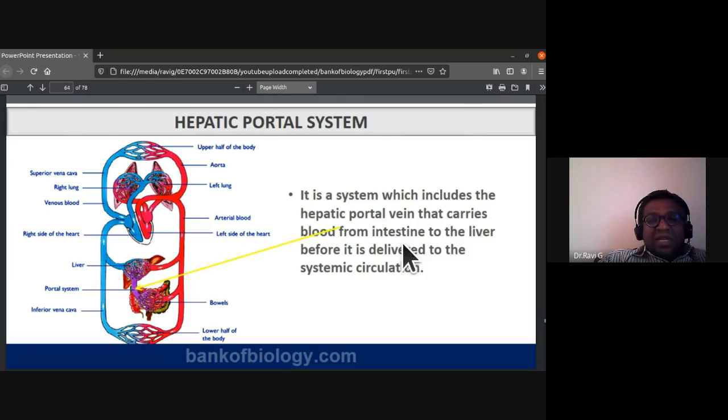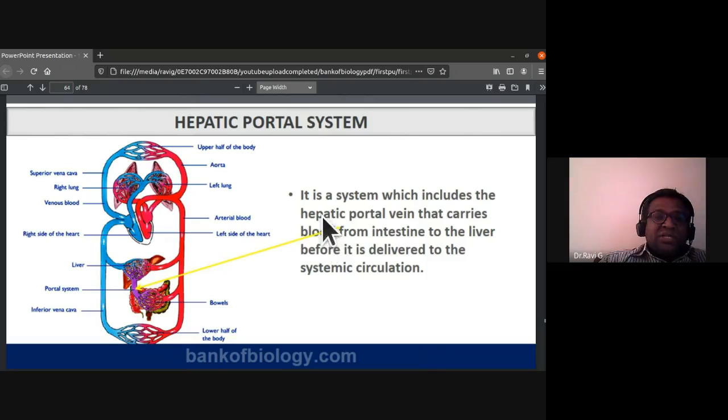See, in the intestine, there is digestion taking place. So blood from the intestine will be rich in nutrients. So they are carried to the liver before it is delivered to the systemic circulation. Okay. So the nutrients would then be delivered to the systemic circulation.